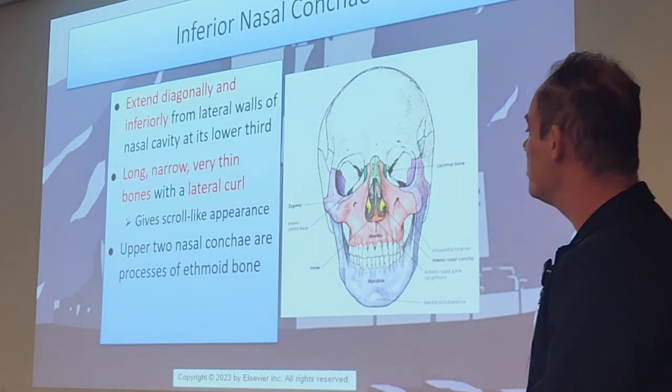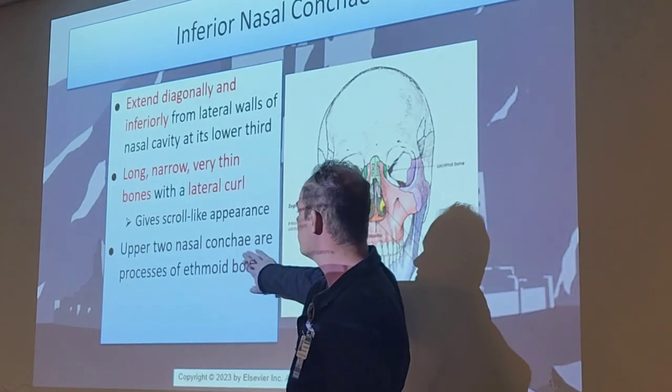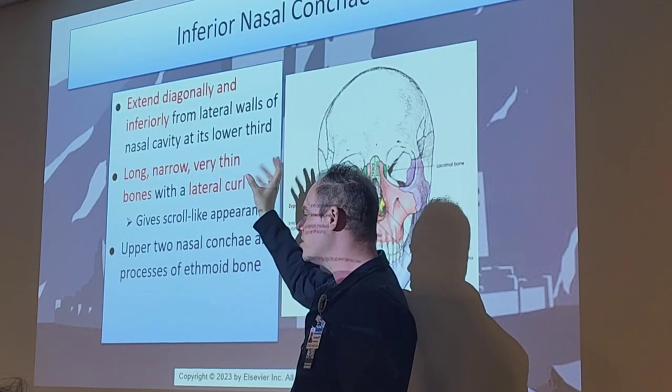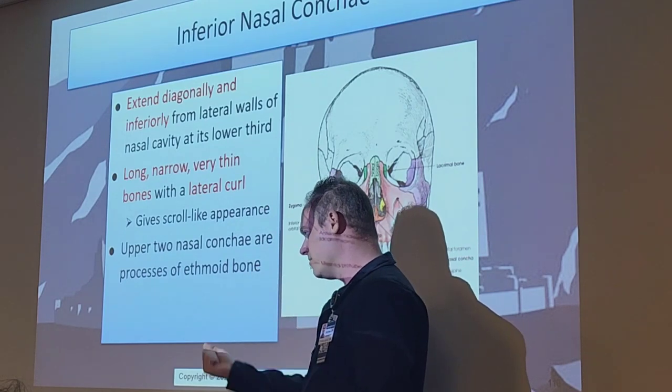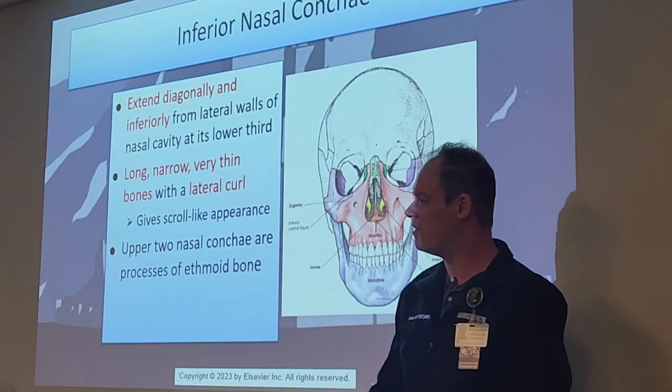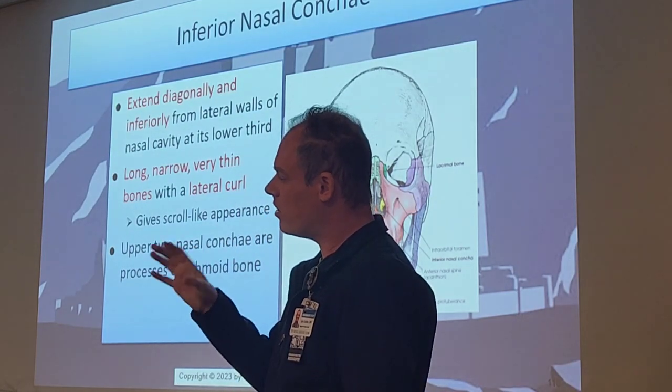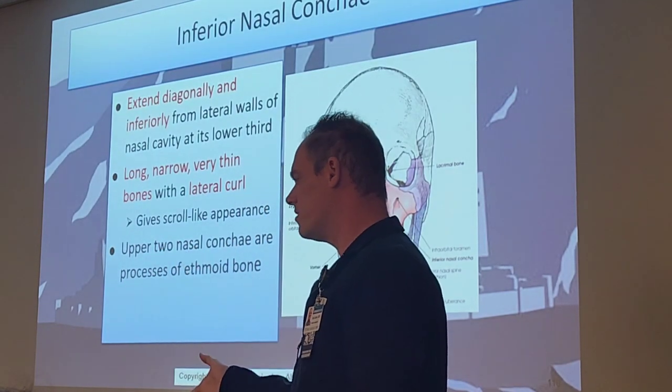What were the extra things you said to write about? I said just to make sure you know this point right here. The other two nasal conchae are a distinct part of the ethmoid bone, whereas the inferior nasal conchae are a separated facial bone. Inferior conchae are facial. The superior and middle are a part of the ethmoid bone, a landmark, so to speak.